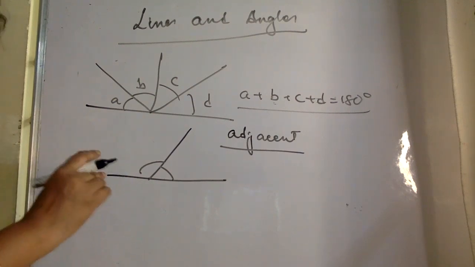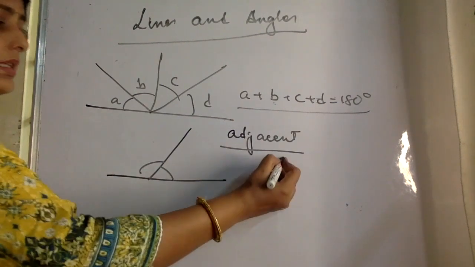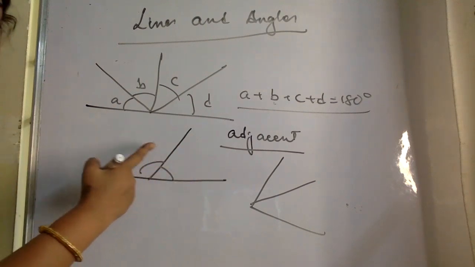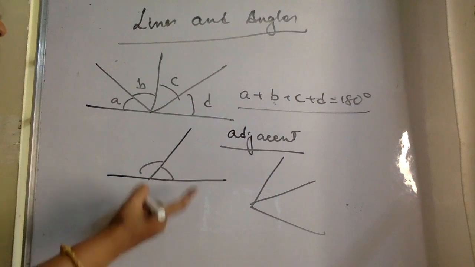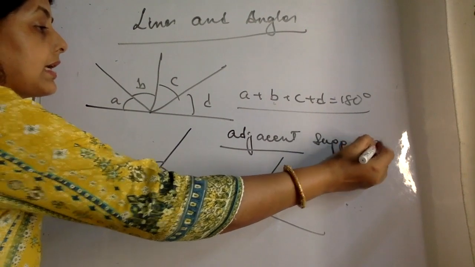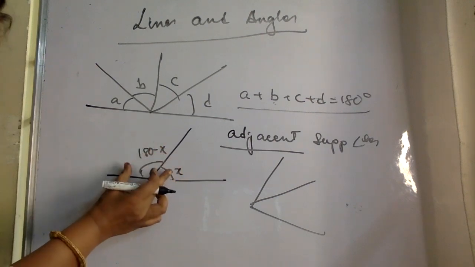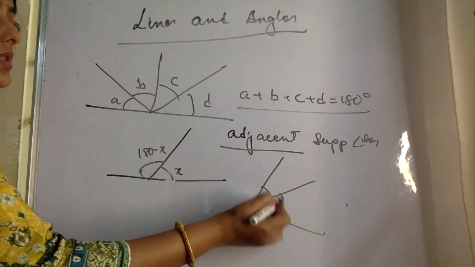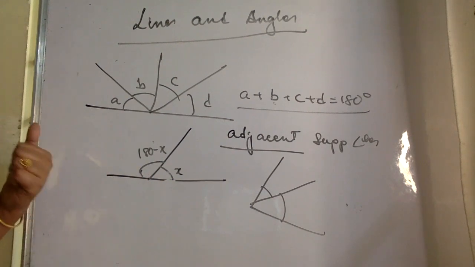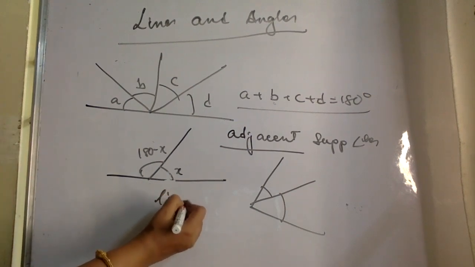But then remember one thing, we can have adjacent angles even without them being supplementary. Like this is a pair of adjacent angles, but they are not supplementary. But when 2 adjacent angles add up to 180, then they are called adjacent supplementary angles. So if this is x, this is 180 minus x. This is an adjacent supplementary pair. This is plain adjacent, because one arm is common. So this is what we are going to use, adjacent supplementary angles. This is also called a linear pair.